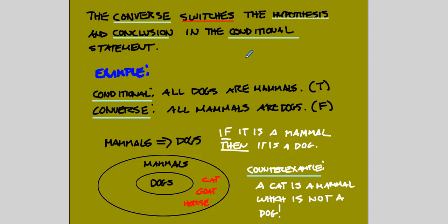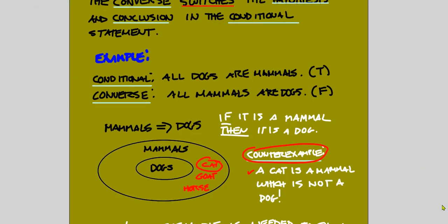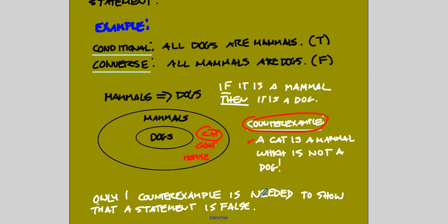And we have what are called counterexamples. Okay, these are actually very important. To prove something false, you just need one single counterexample, and for this statement here, all mammals are dogs. If it is a mammal, then it is a dog. Here is a simple counterexample that blows the whole thing apart. A cat is a mammal, which is not a dog, because the cat is out here in the mammals, but it's not inside the dog category. Only one counterexample is needed to show that a statement is false. So you only need to show one case where something's not true to make a statement false.